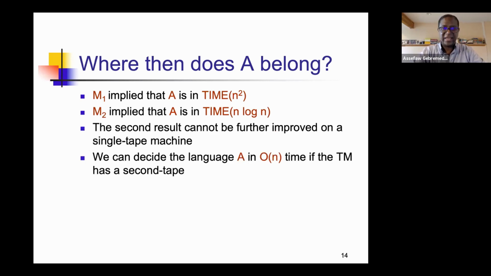So what are we going to say about A? Which one does it belong to? In fact, the second result, this one about n log n, cannot be improved any further. And this is one of the happy places where you can show impossibility results. Don't blame me if you could get any cleverer than you want. As long as you have a single-tape machine, you would never be able to do this in faster than n log n time. That is something that people have proved.